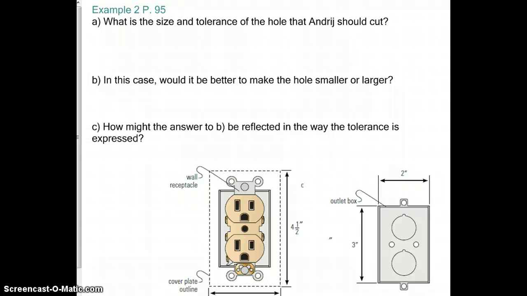If you read example 2 on page 95, the first question is, what is the size and tolerance of the hole that Andre should cut? We know that this hole has to be a little bit bigger than the outlet box because the outlet box has to fit in it, but it has to be smaller than the cover plate, because if it's bigger than the cover plate, that would look ugly because the hole would be sticking out from behind the electrical box.